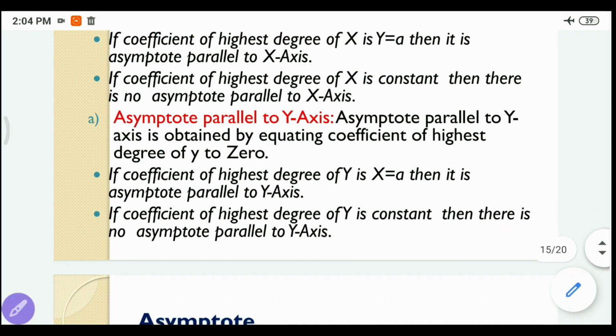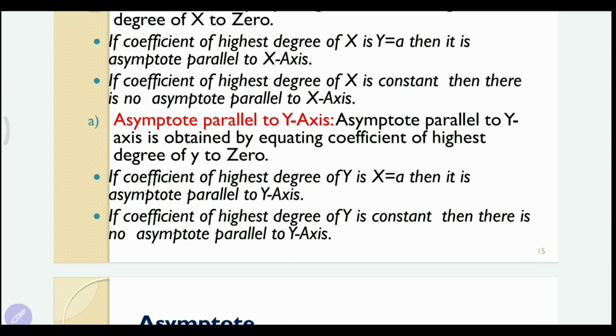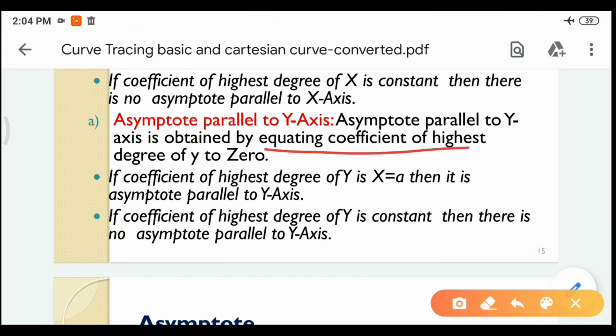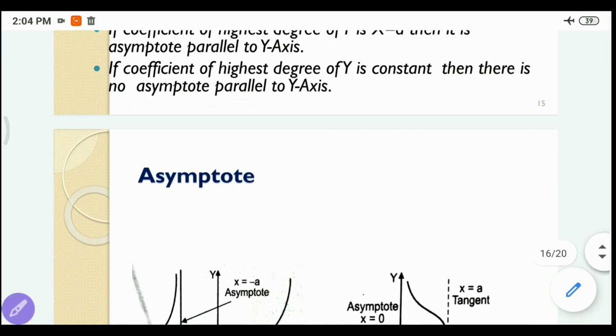Similarly, if you want to find the asymptote parallel to y-axis, we are going to equate the coefficient of highest degree of y to 0. Now again the same kind of argument we can make. If the coefficient of highest degree of y is x equal to a, then it is an asymptote parallel to y-axis, obviously, since the line x equal to a is parallel to y-axis. And if the coefficient of highest degree of y is constant, we cannot equate a constant to 0, so in that case we are not going to have an asymptote parallel to y-axis.